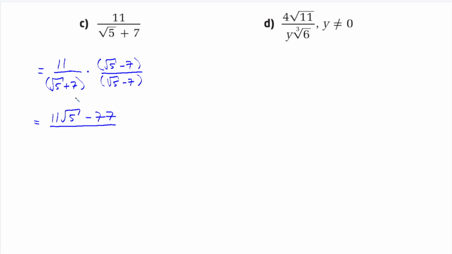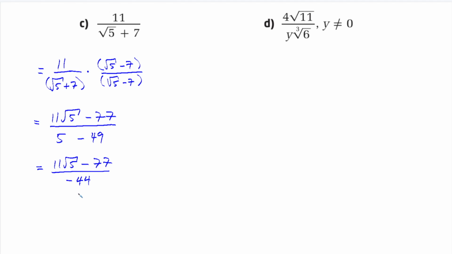And on the bottom, I've got my difference of squares. So root 5 times root 5 will be the first term. And that's just going to be root 5 squared, otherwise known as 5. My cross terms, root 5 times minus 7 and 7 times root 5 will go away, so I'm not going to bother with those. And then on the end, I'm going to have minus 7 squared, which is 49. Okay, and then we have 11 root 5 minus 77, all divided by 5 minus 49, which is negative 44.